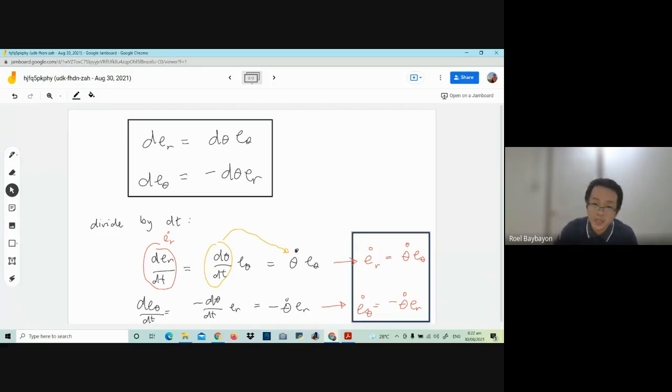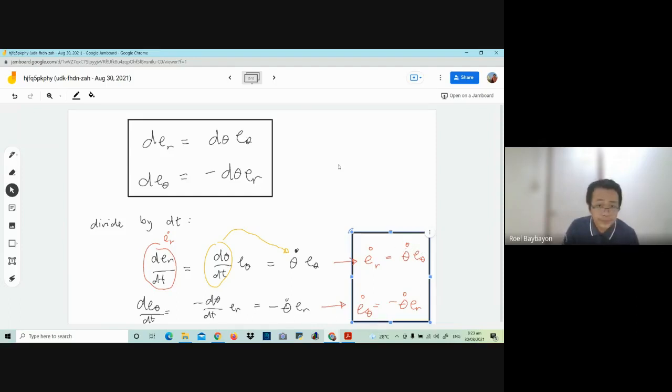Again, in Cartesian coordinates, e1 dot, e2 dot, e3 dot are zeros. But e_r dot and e_theta dot are not equal to 0, because the unit vectors in plane polar coordinates are not constant with respect to time. So now we have negative theta dot e_r and theta dot e_theta.